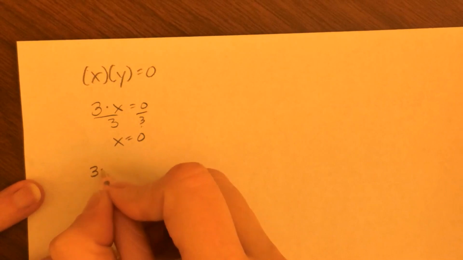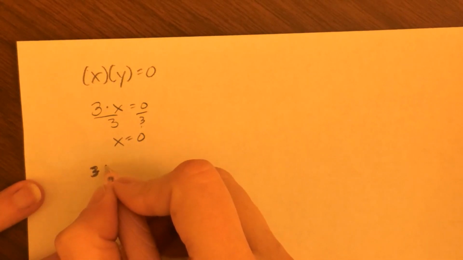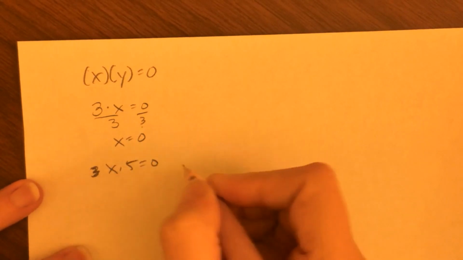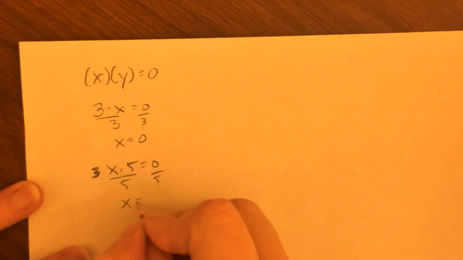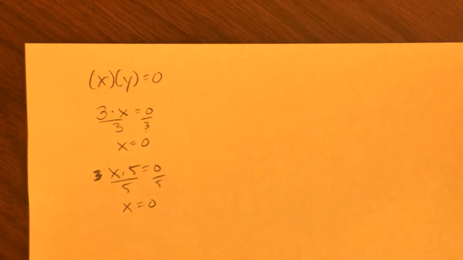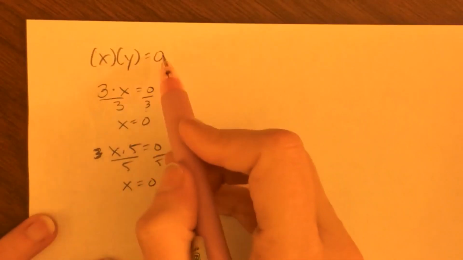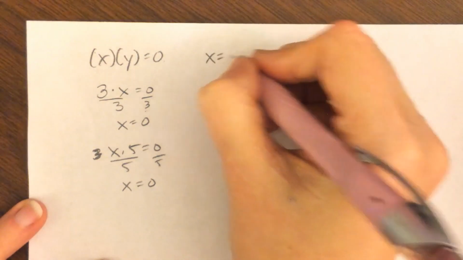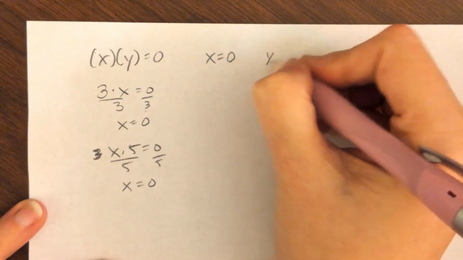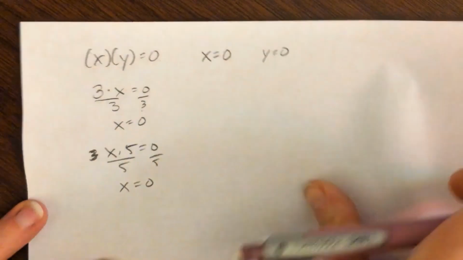Well, what if I had x times 5 equals 0? Then x has to be 0. If I multiply anything by 0, anything that equals 0 means at least one of the terms had to be 0. So what I have to do is see what would happen if x was 0, and what would happen if y was 0. So let me show you what that's going to look like over here.